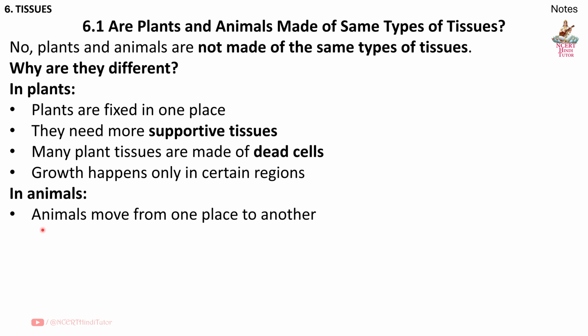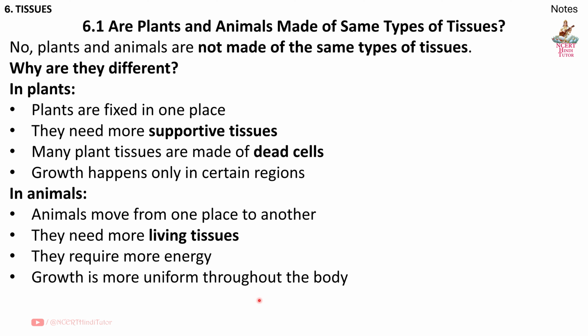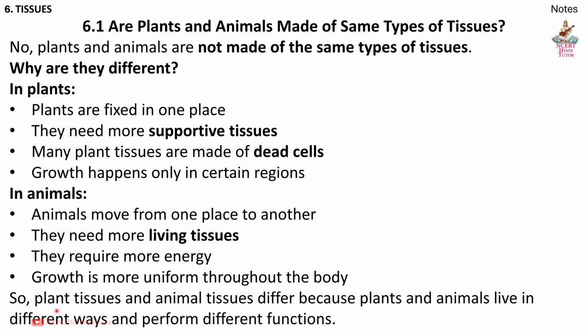In animals, animals move from one place to another. They need more living tissues. They require more energy. Growth is more uniform throughout the body. So, plant tissues and animal tissues differ because plants and animals live in different ways and perform different functions.